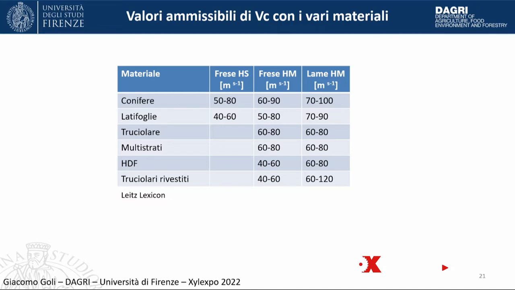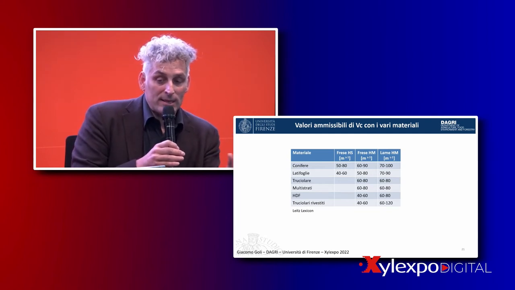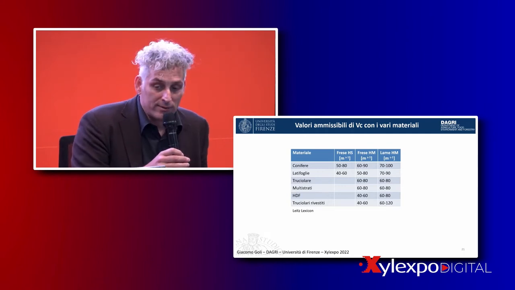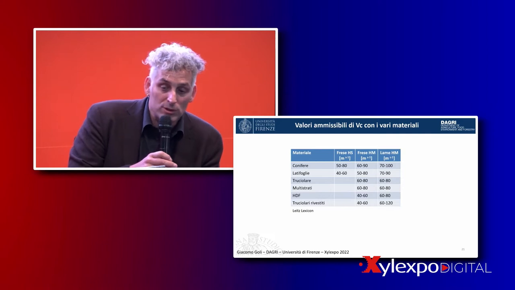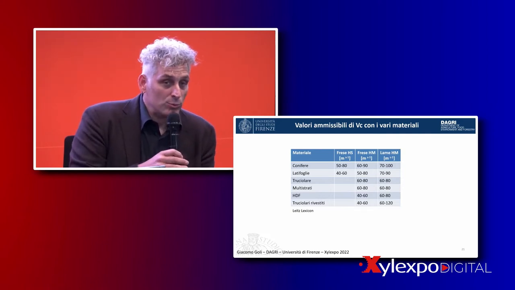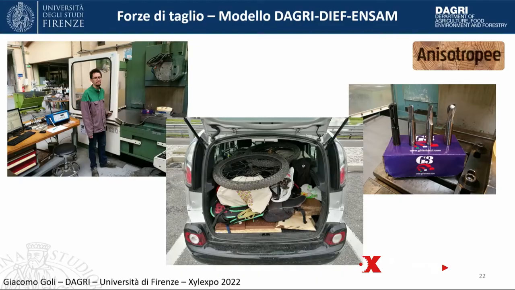How does the cutting speed impact? The faster I go, the more heat I create, the more the tool is going to get hotter and hotter and wear out much faster. That's why speed ranges are advised. For instance, with soft wood, with HM milling cutters, we have 60 to 90. Whereas with hardwood, we have to go at slower speeds because otherwise wear and tear would be much faster. And so on with all the types of materials, wood and wood-based.